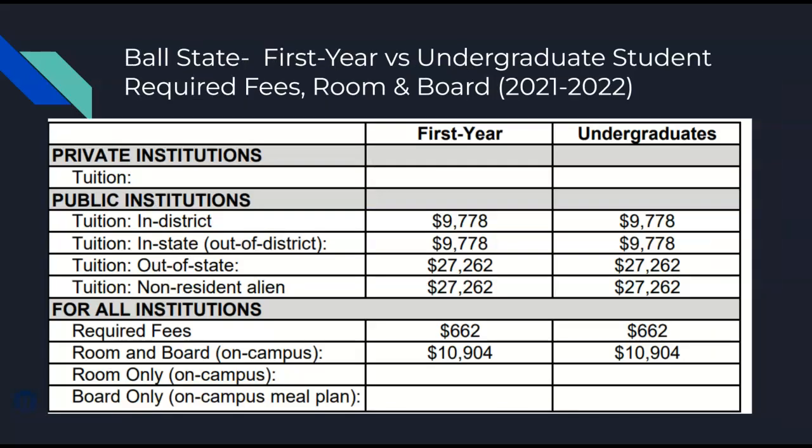Next, we have Ball State's data set for their first year versus undergraduate student required fees, room and board. This was an interesting one because I chose schools in the MAC. I chose Western Michigan, Ball State, and Miami. And for them, their fees and their tuition and their room and board did not change at all. It all stayed the same, which I didn't even realize was a thing. I thought most schools, if not every school, would raise their tuition every year to adjust for inflation or whatever the reason may be. But as we can see here, in 2021 to 2022, Ball State's prices did not change at all.